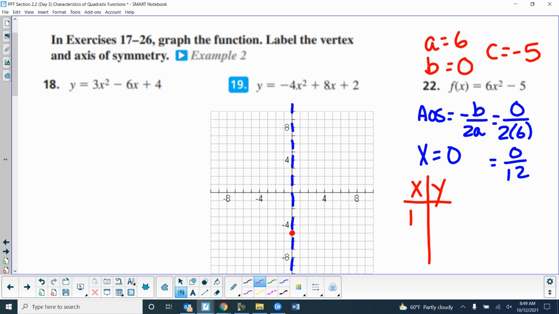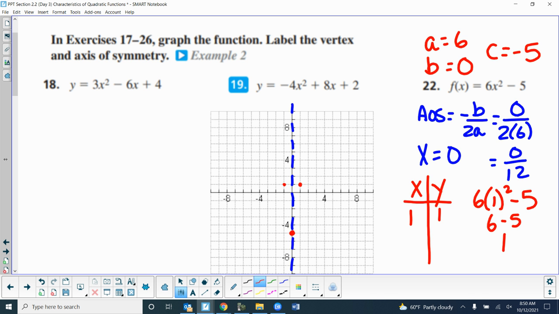So what's 6 times 1 squared minus 5? What's 1 squared times 6? So what's 6 minus 5? 1, right? So here's a point, (1, 1). We got to reflect it. So what's another point? (-1, 1), right? Is that enough to graph it? What ends up being our vertex? Yeah, this y-intercept ends up being our vertex, doesn't it?